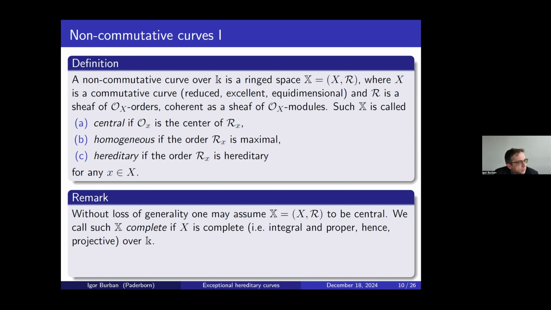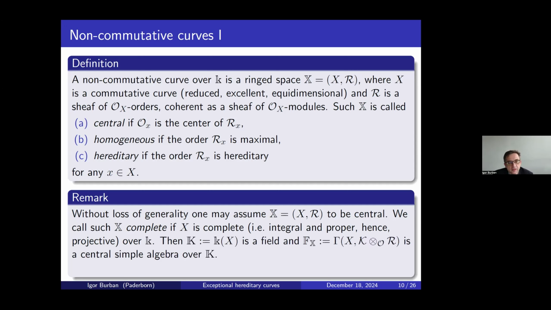I also want to introduce the concept of projectivity. When my central curve X is complete, meaning integral and proper, well, basically I want to have projective and irreducible, then I call the non-commutative curve complete. In this case, I can speak about the field of rational functions of my central curve. And I can also take the rational hull of my non-commutative sheaf R, which is a central simple algebra over the function field. I have it because I assumed I work with orders in my sense. So I impose this condition of semi-simplicity, and I want to have this non-commutative function field F(X) because it is an important invariant in non-commutative algebraic geometry.